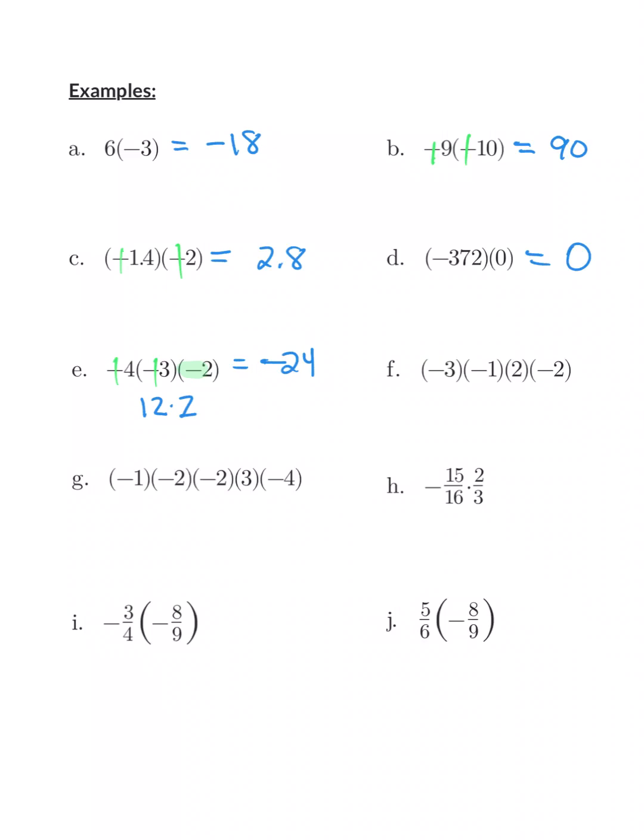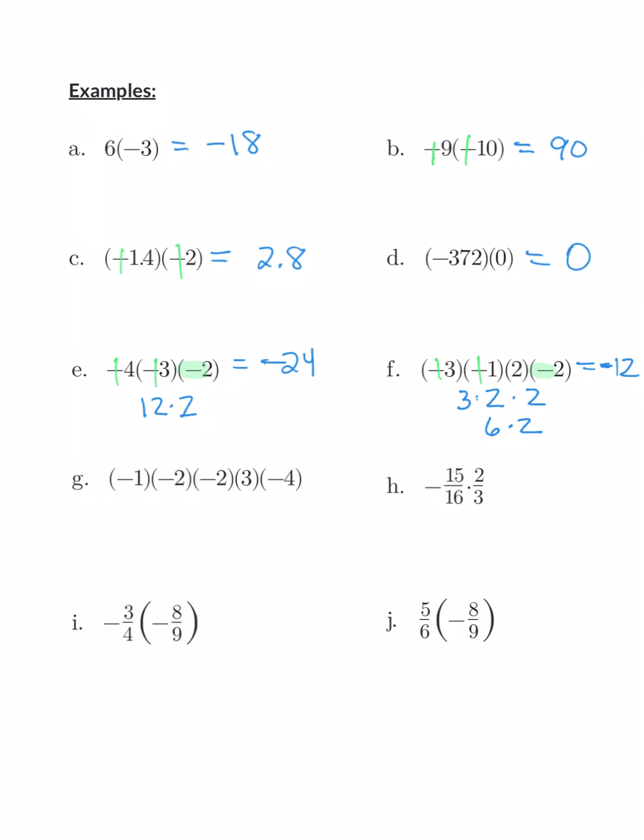Let's look at example F. We have negative 3 times negative 1 times 2 times negative 2. If we multiply the numbers, 3 times 1 is 3, times 2 is 6, times 2 is 12. I have a total of 3 negatives in the problem, and so my answer will stay negative. Or again, you can cancel out 2 of them. We still have 1 left over.